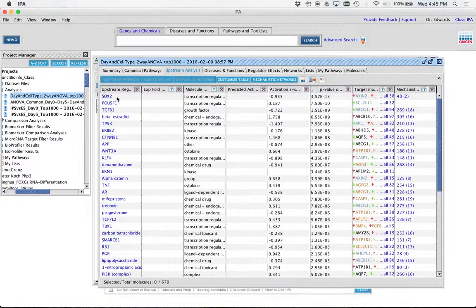So this top one, SOX2, and you can Google that, SOX2 and stem cells. You're going to see tons of stuff. This is a big time player. And in fact, this is probably more responsible for the embryonic state. What we find is that 38 of our genes are known to be affected by SOX2. And we can actually select that and display as a network.